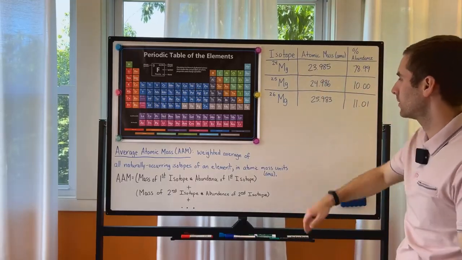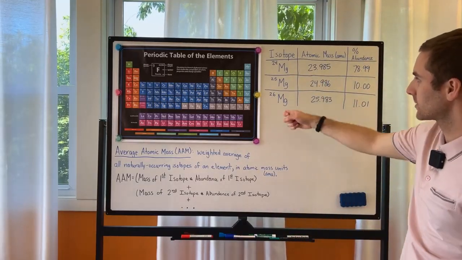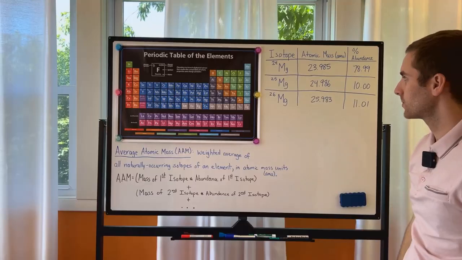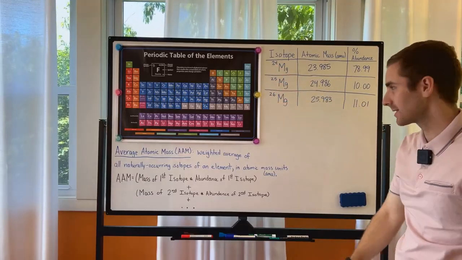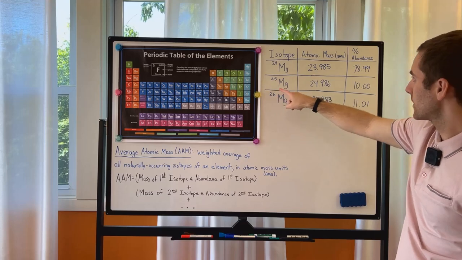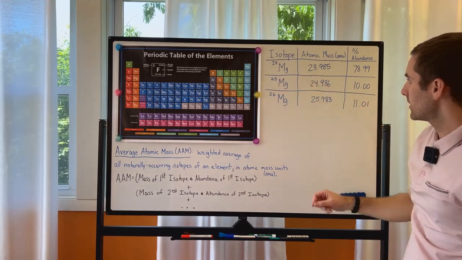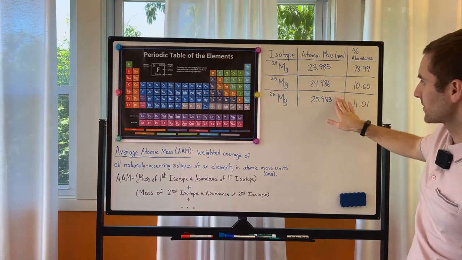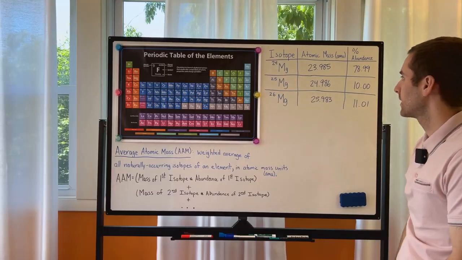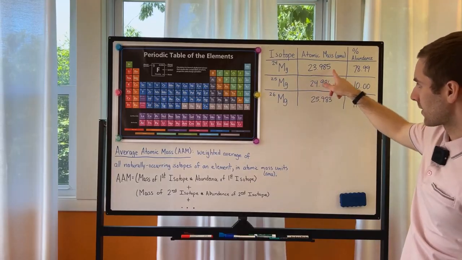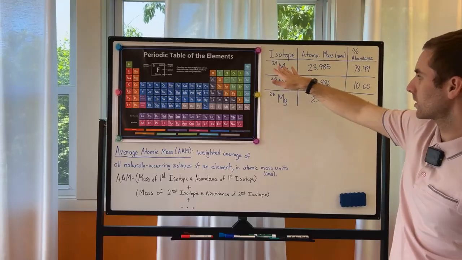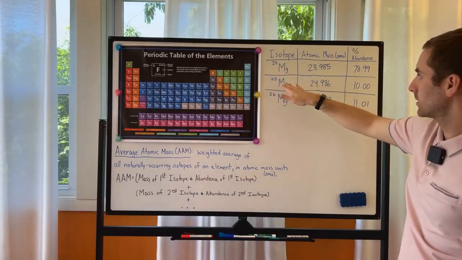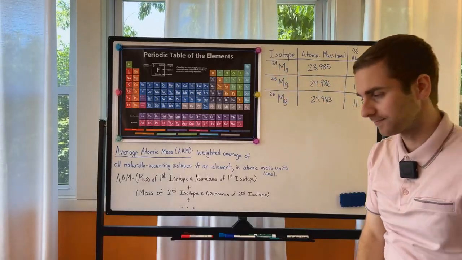So here's an example for magnesium. Magnesium has 3 naturally occurring isotopes: magnesium-24, magnesium-25, magnesium-26. Those are the mass numbers. Now, I've written the actual atomic masses of each isotope. And even these I've rounded off a little bit, but it's approximately these. And notice they're very close to the mass number, but not exactly the same.